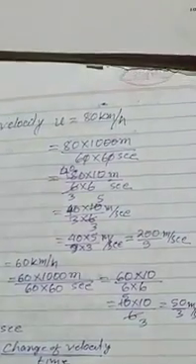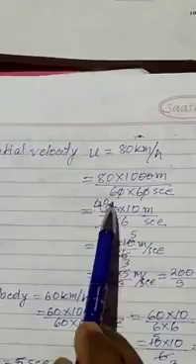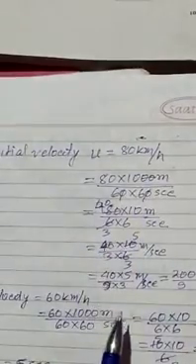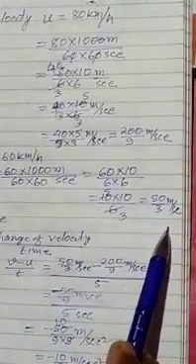Page 103, question number 2. A bus decreases speed from 80 km per hour to 40 km per hour in 5 seconds. Find the acceleration. Here initial velocity equals 80 km per hour, and time is in seconds, so we convert it into meter per second. This is the conversion to meter per second. 80 km per hour equals this by this meter per second. 40 km per hour equals this meter per second.